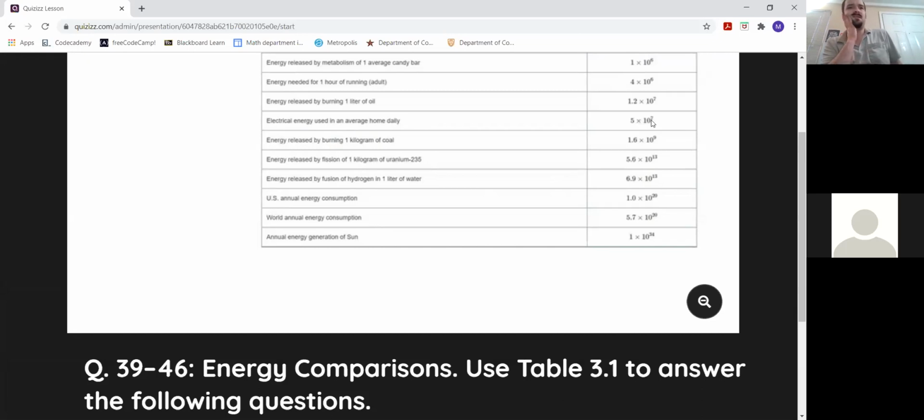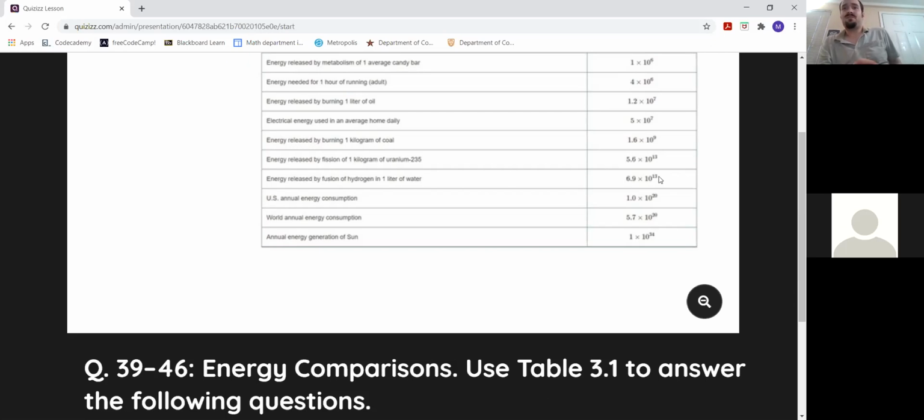I'm wondering if that's like, oh, there it is. US, yeah, because US annual energy consumption is way different from the world's, right? We use way more energy than a lot of countries. There's a lot of phantom power and stuff that we have. It's kind of stupid.